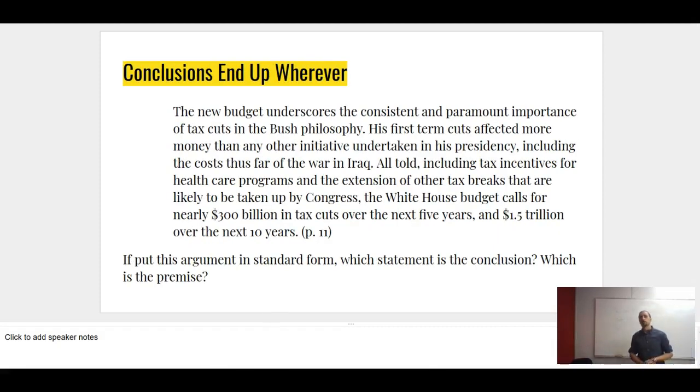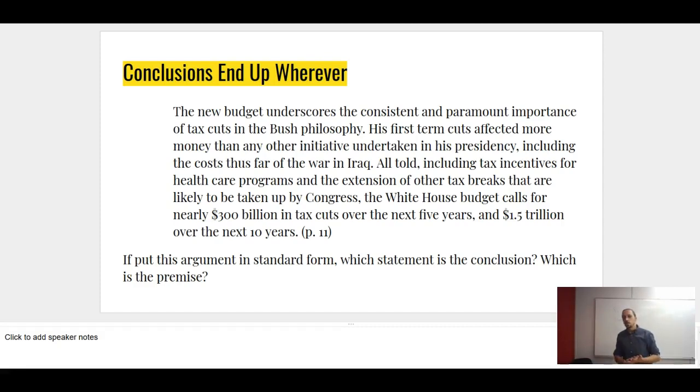Here's another example from the book. The new budget underscores the consistent and paramount importance of tax cuts in the Bush philosophy. I guess that would be George W. Bush, who was president 20 years ago, something. I'm old. Now, his first term cuts affected more money than any other initiative undertaken in his presidency, including the costs thus far of the war in Iraq. All told, including tax incentives for healthcare programs and the extension of tax breaks that are likely to be taken up by Congress, the White House budget calls for nearly $300 billion in tax cuts over the next 5 years, $1.5 trillion over the next 10 years.